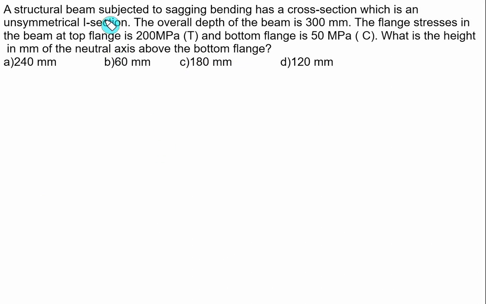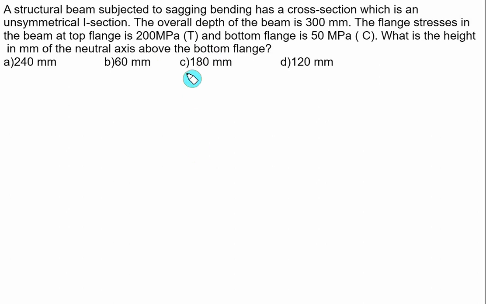A structural beam subjected to sagging bending, which means we have a positive value of bending moment, has a cross section which is an unsymmetrical I section. In the case of an unsymmetrical I section, the stress on the top and bottom fibers are different. The overall depth of the beam is equal to 300 mm, that is from the top fiber of the top flange to the bottom fiber of the bottom flange. The flange stresses in the beam at the top flange is 200 megapascal tensile and the bottom flange is 50 megapascal compressive. What is the height in mm of the neutral axis above the bottom flange?